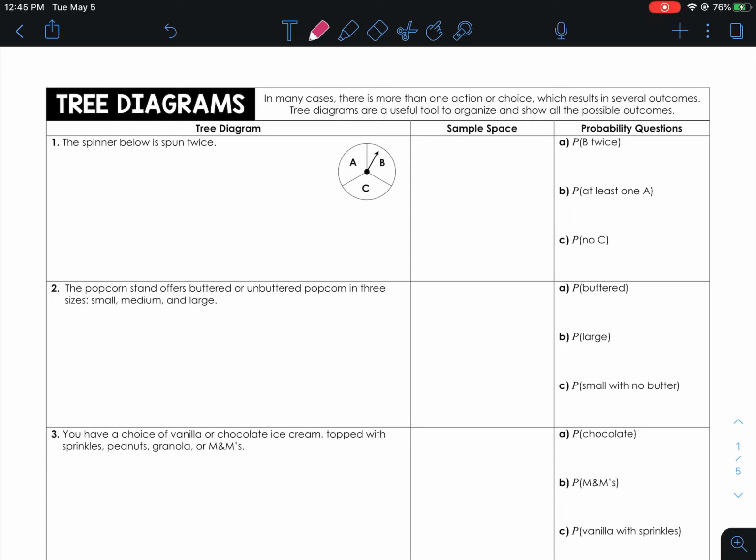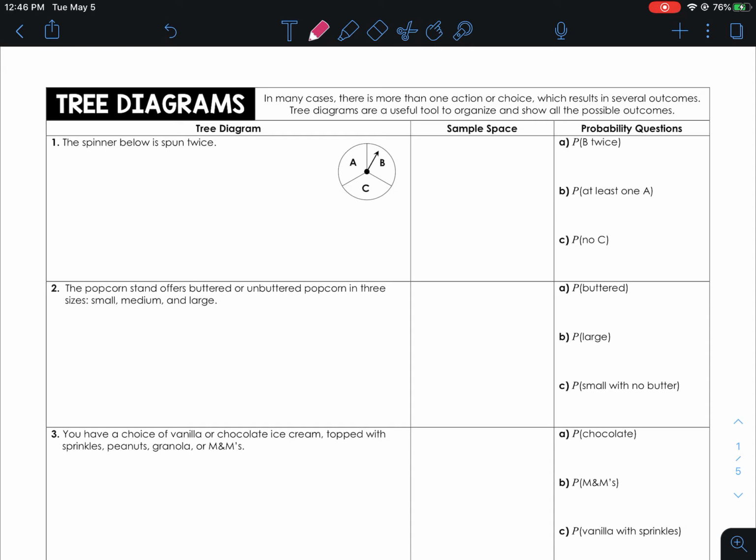All right, hello everyone. Today we're going to talk about tree diagrams and the counting principle. So tree diagrams help us figure out when we have more than one event or more than one action or choice happening at the same time. So for instance, if you roll a die and then you spin a spinner, or in this case, if we're looking at number one, we spin the spinner once and then we spin it again.